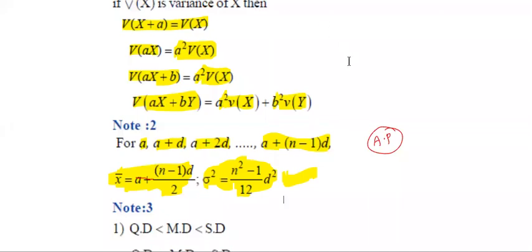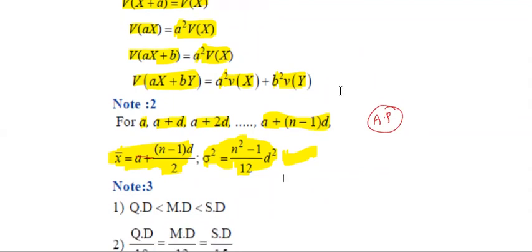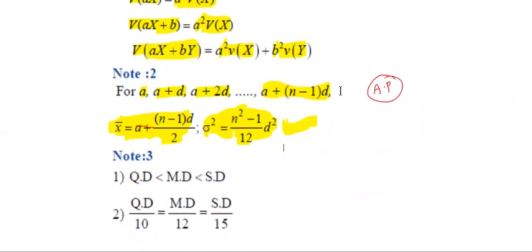What is the variance of 100 natural numbers? N value is 100. Natural numbers means what is the difference between them? 1 only. So what is the answer? 100 square minus 1 by 12. Calculate that, you will get it. That problem is very, very important.